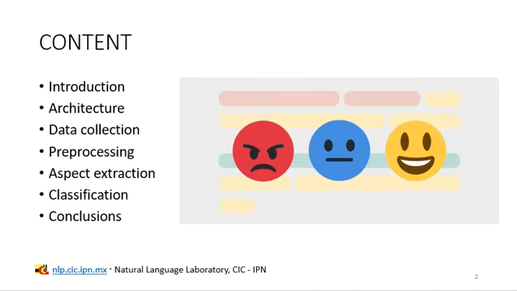The outline of the presentation is the following. We will start with the introduction about what is sentiment analysis, then we will review the architecture proposed for this work. After that, we will explore how to better construct our data collection. We will look at several techniques for pre-processing text. Next, we will review the steps to obtain the aspect extraction and different techniques for classification, and finally, the conclusion of this work.